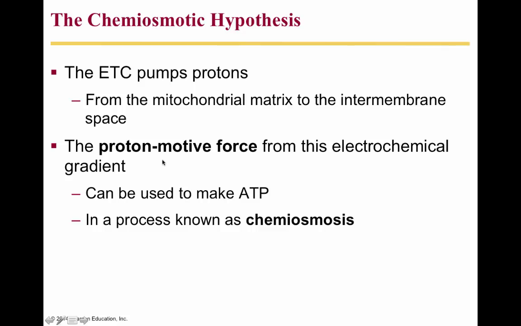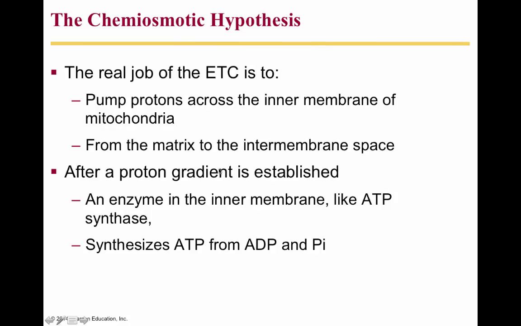Okay? All right, let me show you. These guys can actually flow down their concentration gradient in a process called chemiosmosis, and that process is how we make ATP. All right, let's look. Yeah, and it's the real job of the electron transport chain. Flow the electrons, generate the current so that we can power the pumping of the hydrogen ions. We can establish the proton motive force, the gradient, and then they can flow down their gradient, yes, through an enzyme called ATP synthase, where we build the ATP.